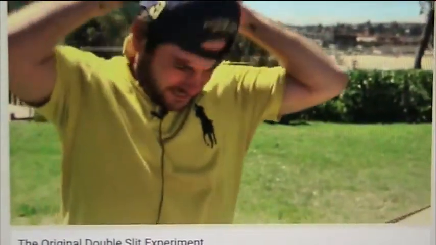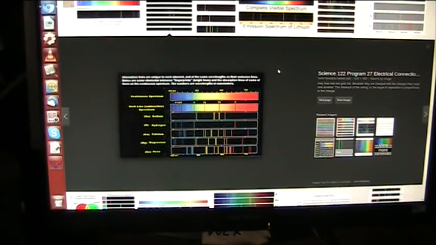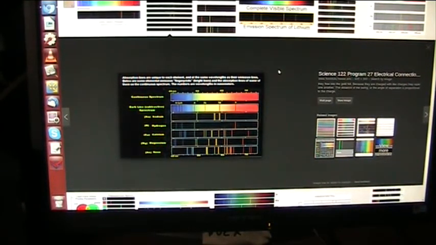Okay, that blew that guy's mind. Okay, once again on the internet, it's Science 122, Program 27, Electrical Connection. It's right on the images, and I'm not stealing anything from any of them. I'm just trying to prove a point.